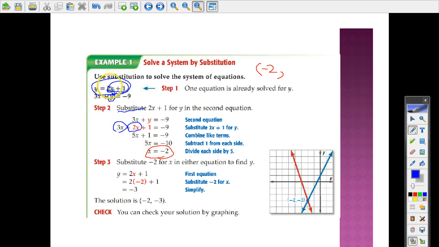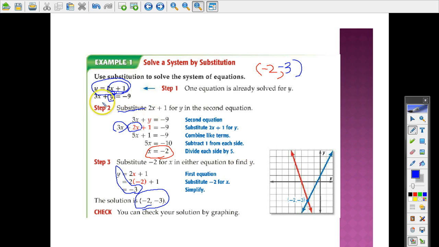You have two choices here. You can put your negative 2 here or there. I would prefer to put it in the first one because it's already in y equals. So y equals, instead of x, you have negative 2. So 2 times negative 2 plus 1. You simplify this. 2 times negative 2 is negative 4, plus the 1 is negative 3. So now you have y equals negative 3, which is the second part of my ordered pair. And there's your complete answer. Negative 2, oops, it was negative 3. So negative 2 and negative 3 is the solution.